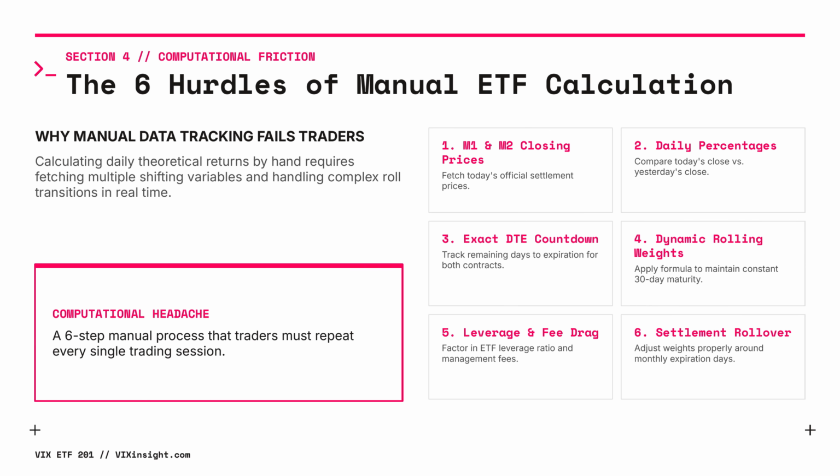Now, even though we've just walked through the exact math, trying to calculate all this by hand every single day is a huge headache. Think about what you have to do. You need to look up today's closing prices for M1 and M2. Compare them against yesterday's closes to get the percentage changes. Check the exact remaining DTE for both contracts. Calculate their dynamic rolling weights using our target formula. Factor in each ETF's specific leverage coefficient and daily management fee. And make sure you properly handle the rolling transition around monthly settlement days. We know doing all that manually is far from easy.